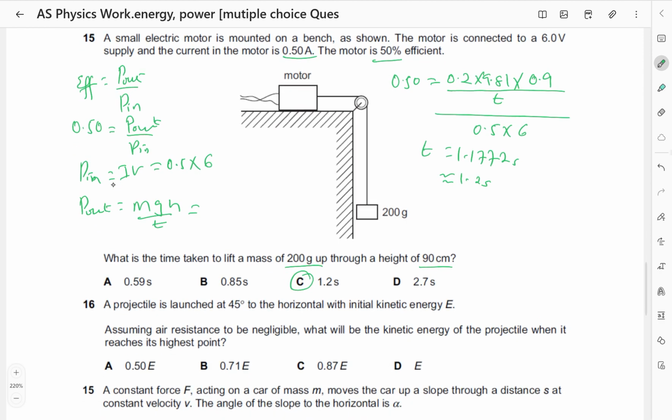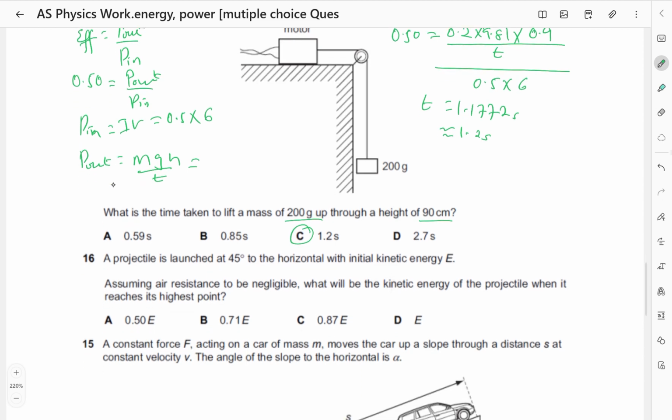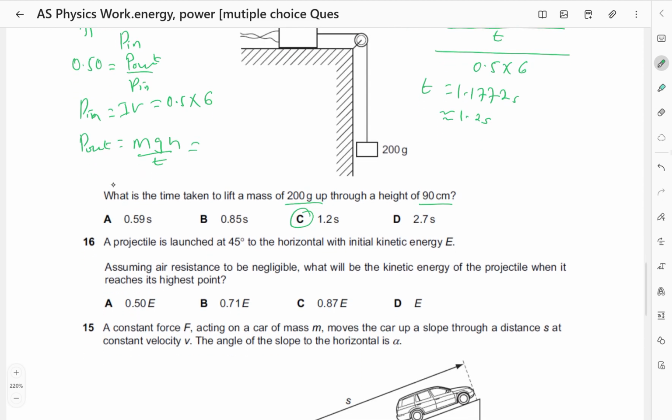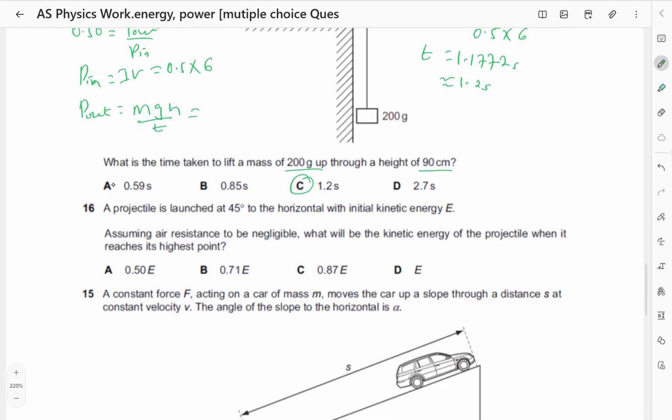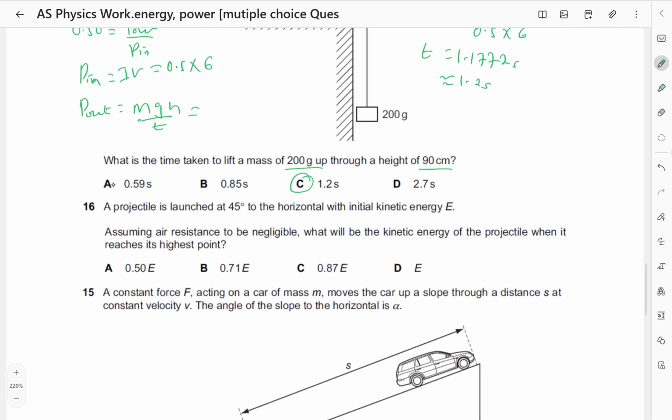A projectile is launched at 45 degrees to the horizontal with initial kinetic energy E. Assuming air resistance to be negligible, what will be the kinetic energy of the projectile when it reaches its highest point? Kinetic energy when it reaches its highest point.